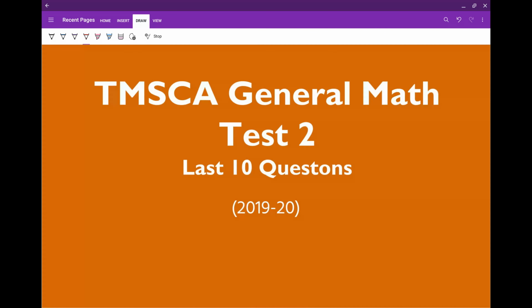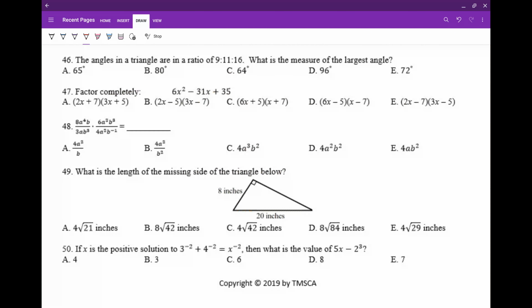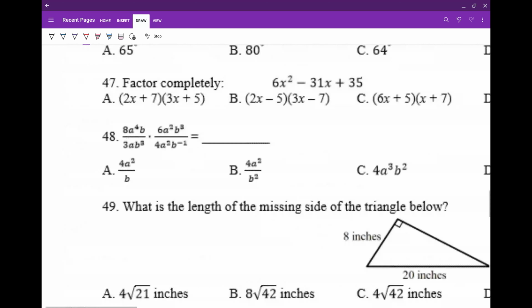We're on to question 48 of General Math Test 2. Question 48 has to do with exponents, like dividing and multiplying them. So you'll have to know your exponent rules. I stated 5 of them in the Test 1 video for general math. Go check that out, or maybe even just check out the exponents playlist. So I'm not going to go into depth about the rules. I'm just going to apply them here.